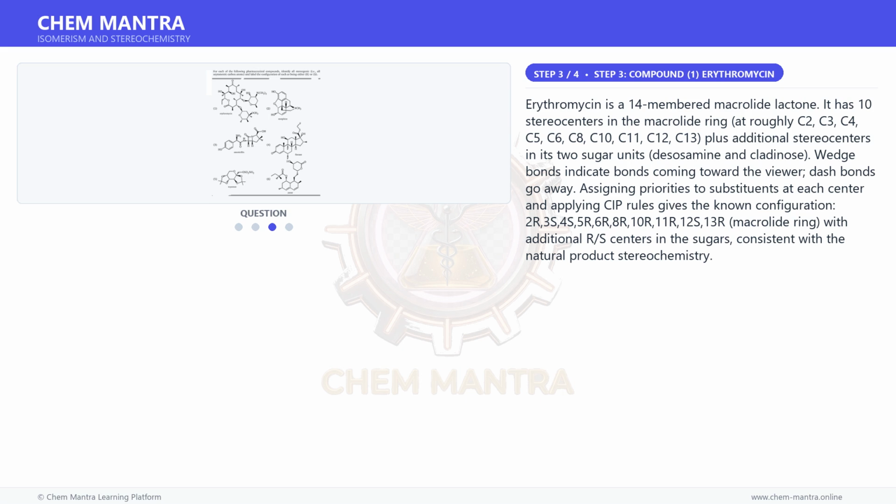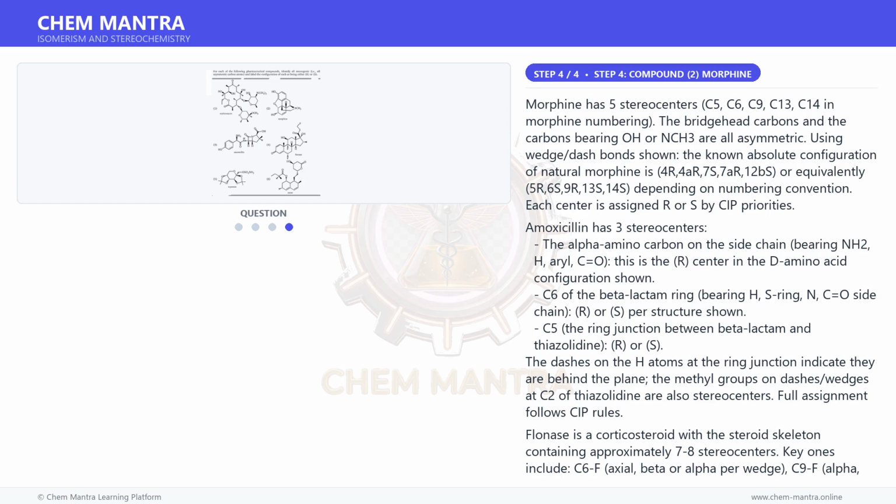Assigning priorities to substituents at each center and applying CIP rules gives the known configuration 2R, 3S, 4S, 5R, 6R, 8R, 10R, 11R, 12S, 13R, macrolide ring, with additional RS centers in the sugars, consistent with the natural product stereochemistry. And for the final step.